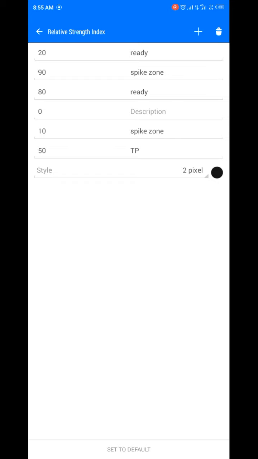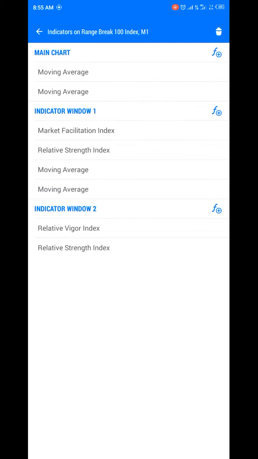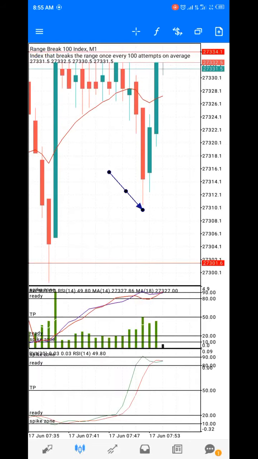Then you can just name them. 20 is ready, 90 is spike zone, 80 ready, then 10 spike zone, and 50 TP. So you need to mind that TP. Okay, that's it. You can screenshot if you like.